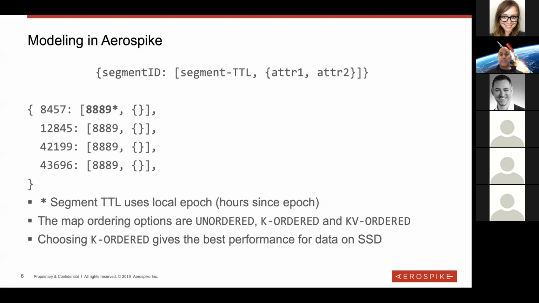Maps in Aerospike can be unordered, k-ordered, or kv-ordered. And I chose k-ordered in this case because it happens to be the best performance on SSD. But you can also do kv-ordered and pay a little bit more. The operations are all the same in the map API. It's just that their performance is different depending on which of these options you choose.